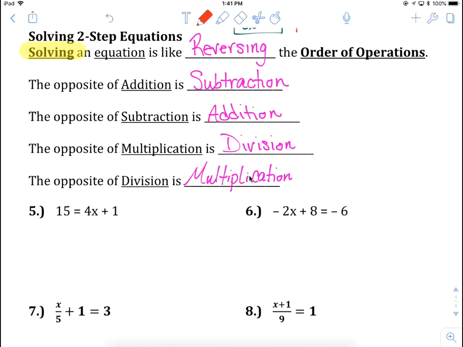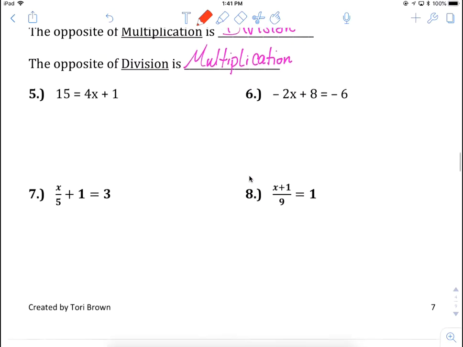The whole idea of solving is you are undoing or reversing the order of operations. So if we want to cancel addition, we would use subtraction, vice versa. If we want to cancel multiplication, we're going to use division because they're opposites. Okay, so let's go ahead and jump into our first one.